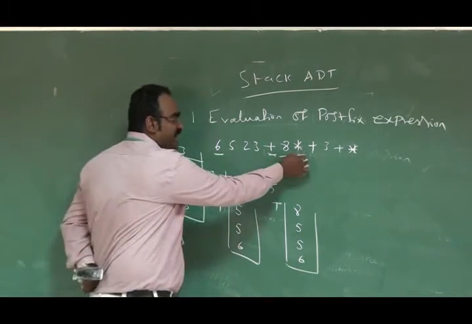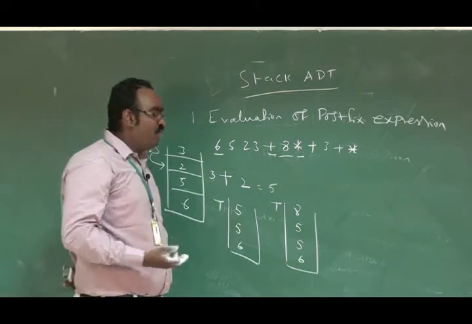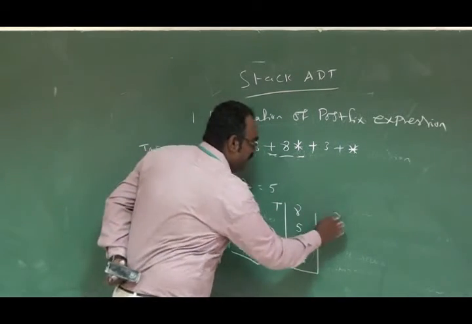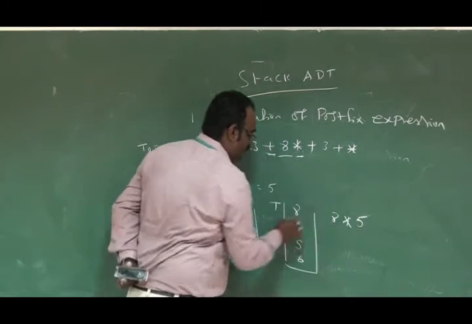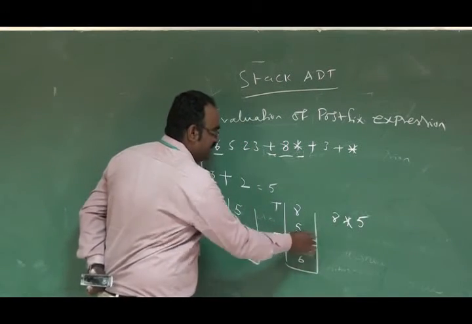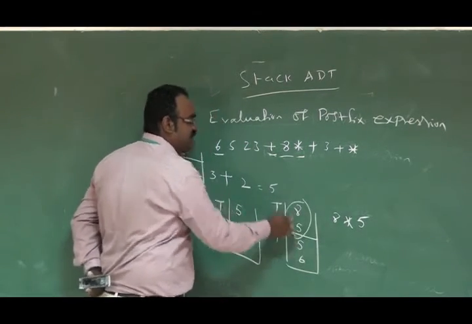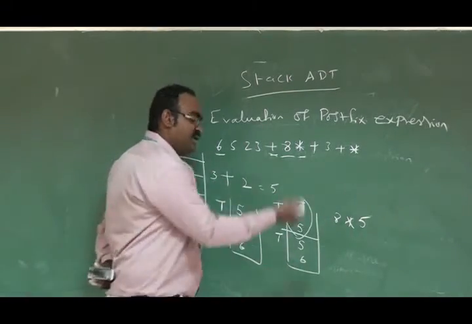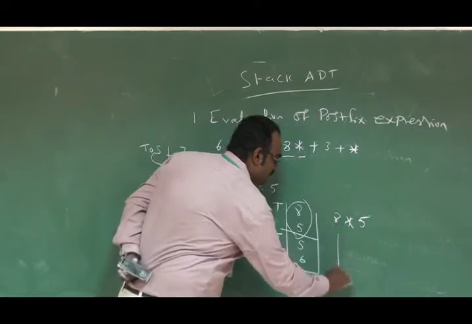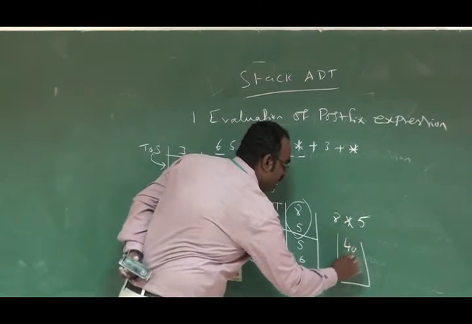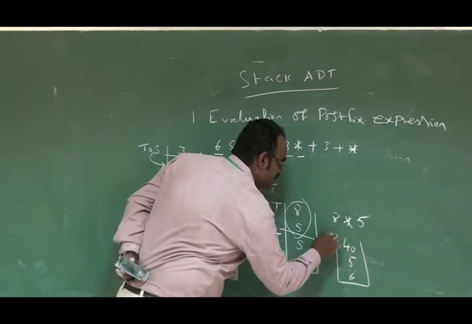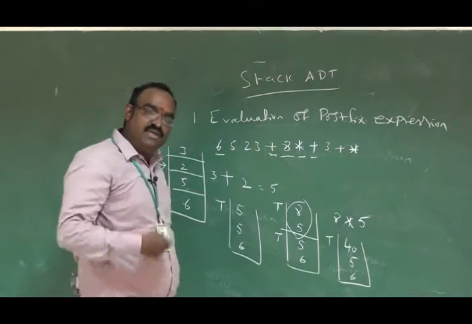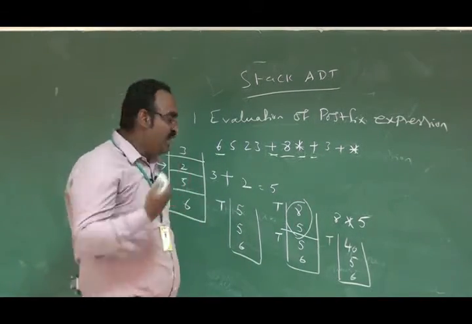Now it reads an operator. Once you read an operator, you have to perform two pops. So 8 is multiplied with 5: the top of the stack comes here and these two elements are extracted from the stack. 8 into 5 is 40. Again 40 is pushed into the stack, so the stack is 40, 5, 6, and 40 is the top of the stack. Now plus: again the same operation, popping two elements from the stack.